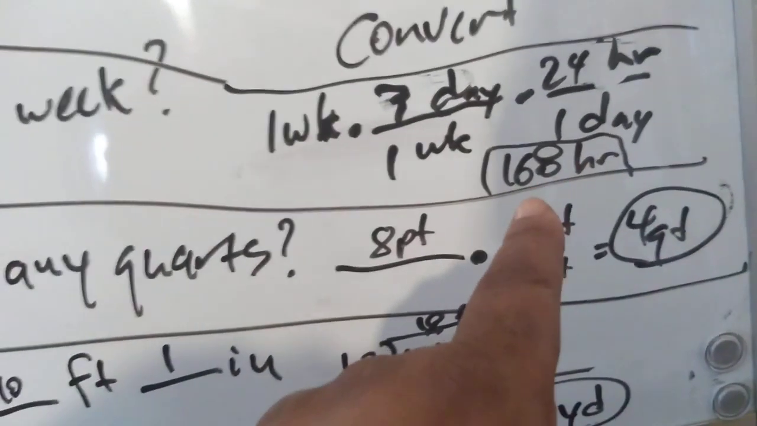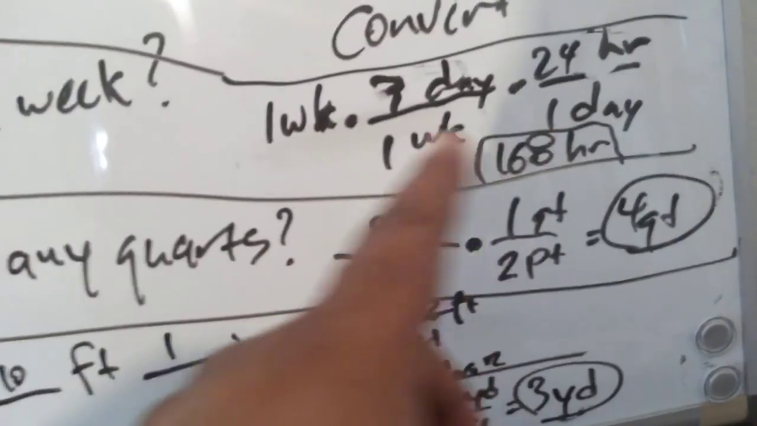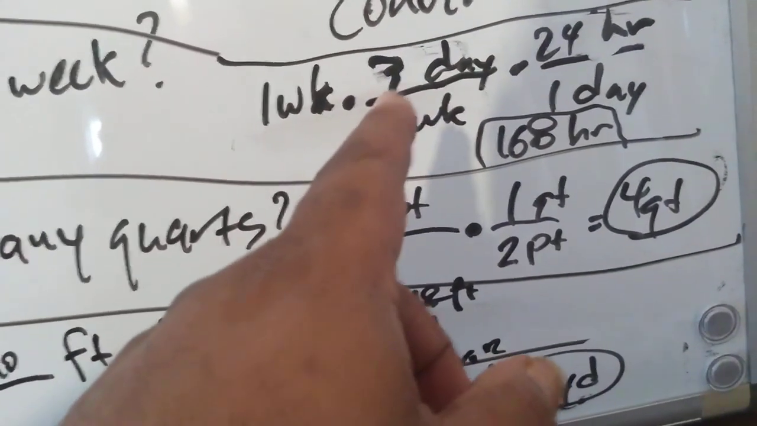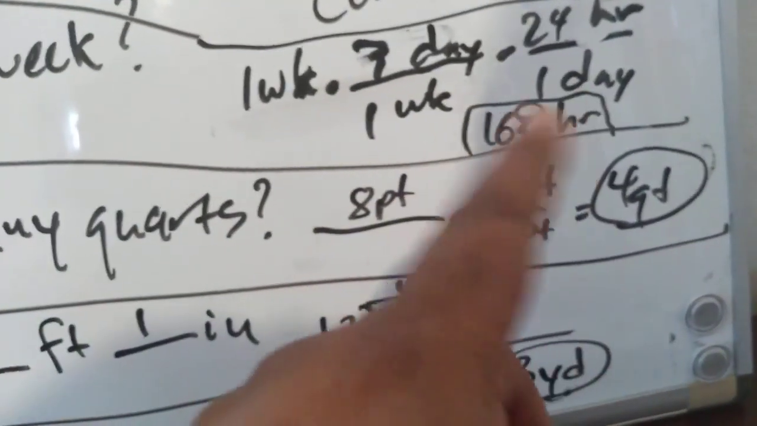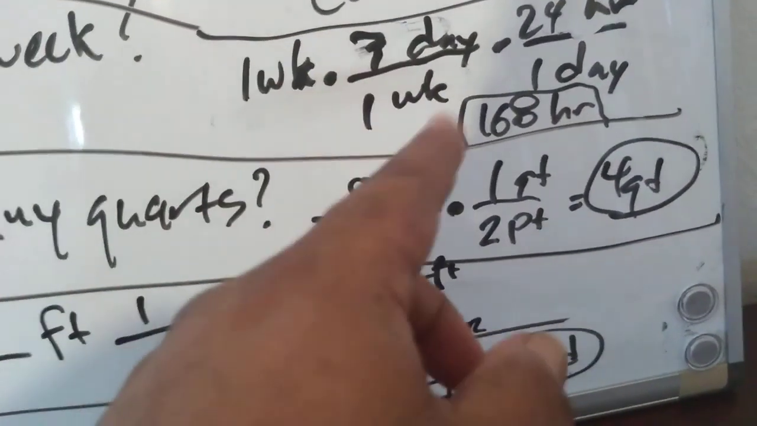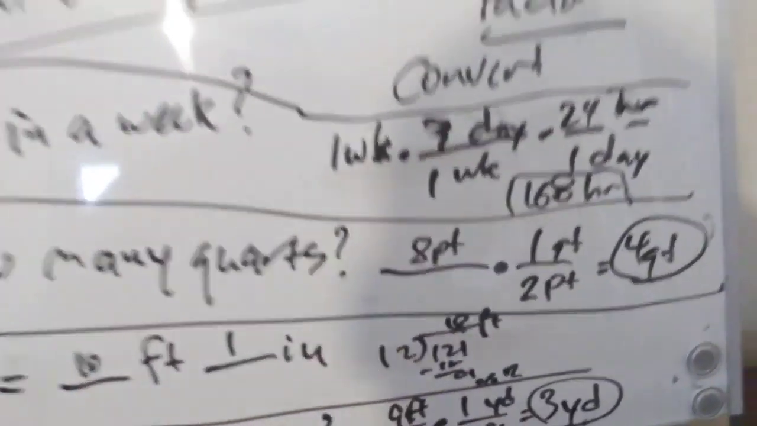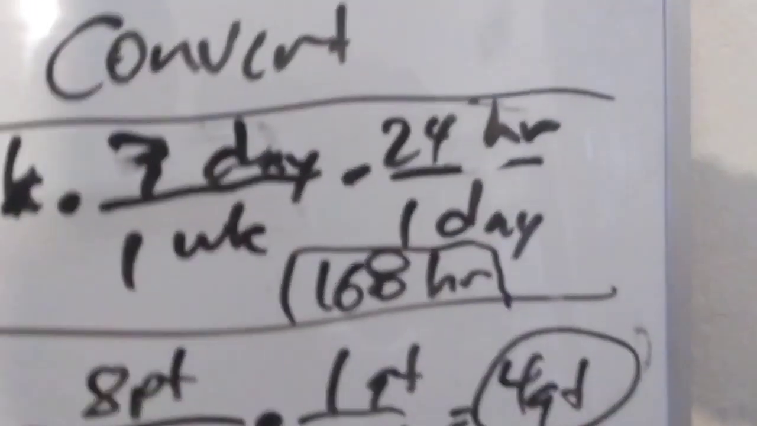So how did I get the 168? Well, these are fractions we're multiplying. When you multiply fractions, you go straight across. So 7 times 24 is 168. And this is just a bunch of ones down here. Remember, all the units cancel. The weeks cancel and the days cancel. So that's why it's 168 here. So that's why the answer is 168.